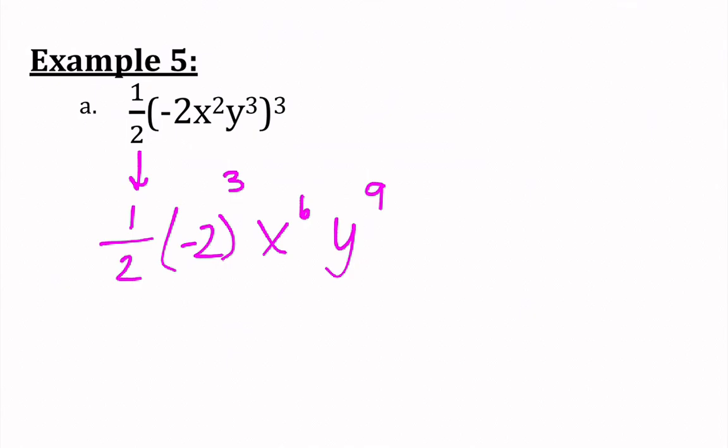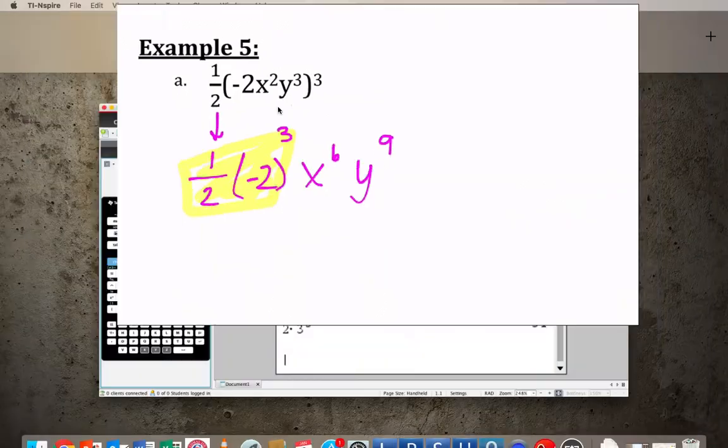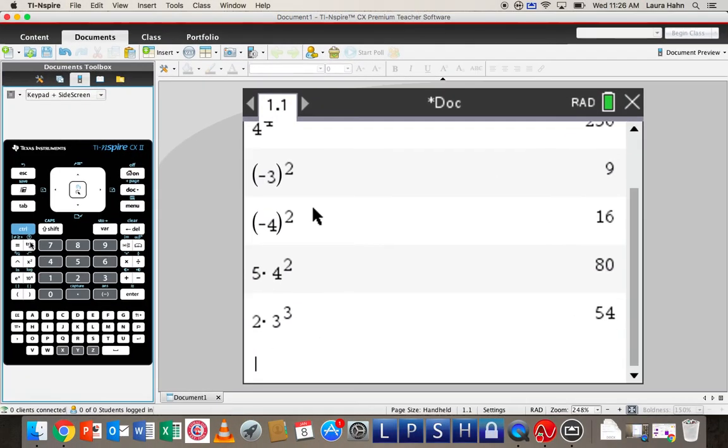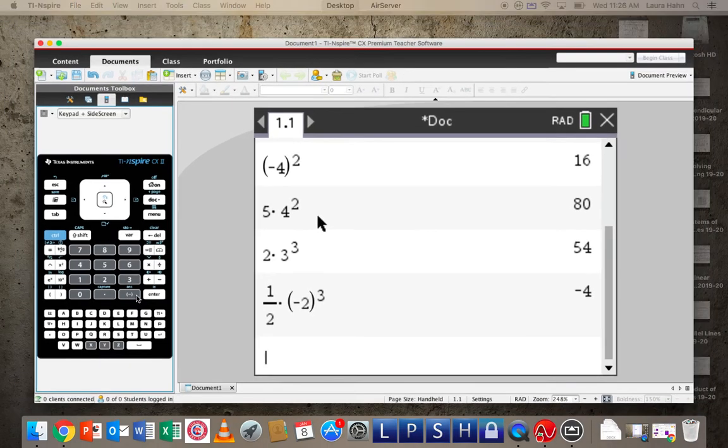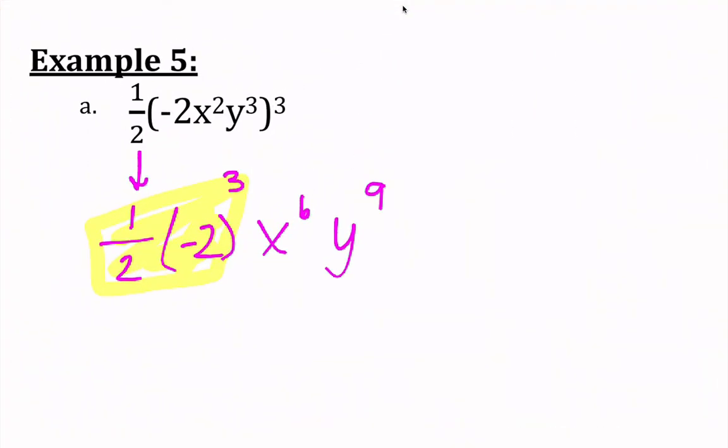So from here, all I have left is to simplify this part, and I'm going to do it by typing it in the calculator. So I have 1/2 in parentheses, oops, a -2, close my parentheses, raised to the third power. That's going to give me a -4. So I know my final answer will be a -4, and then everything else will just drop down.